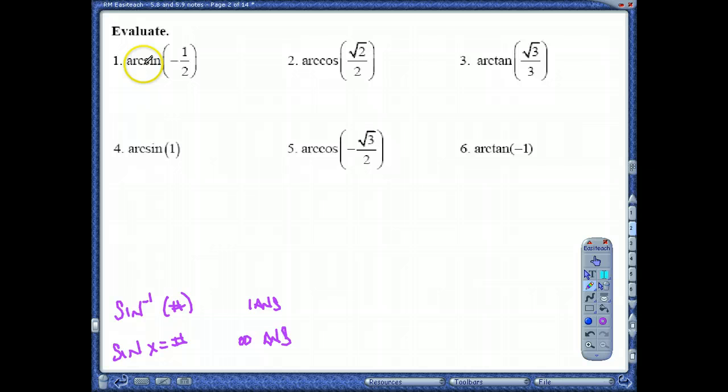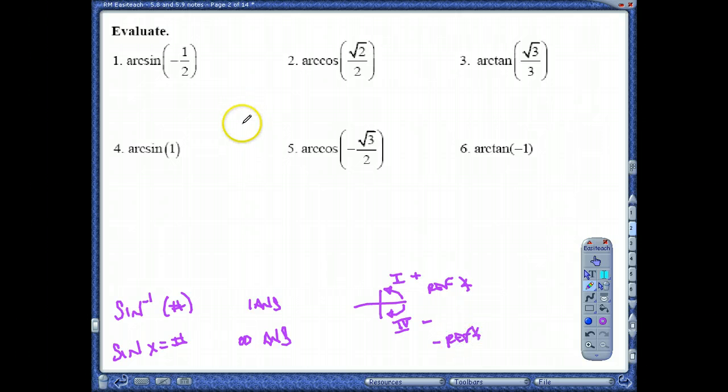Well, arcsine and arctangent are the easiest of the two, because for positive numbers, you go in the positive direction in quadrant 1. For negative numbers, you go in the negative direction through the fourth quadrant. Okay. Now what that means is if you've got a positive number, your answer is going to be a reference angle. If you've got a negative number, your answer is going to be negative, your reference angle.